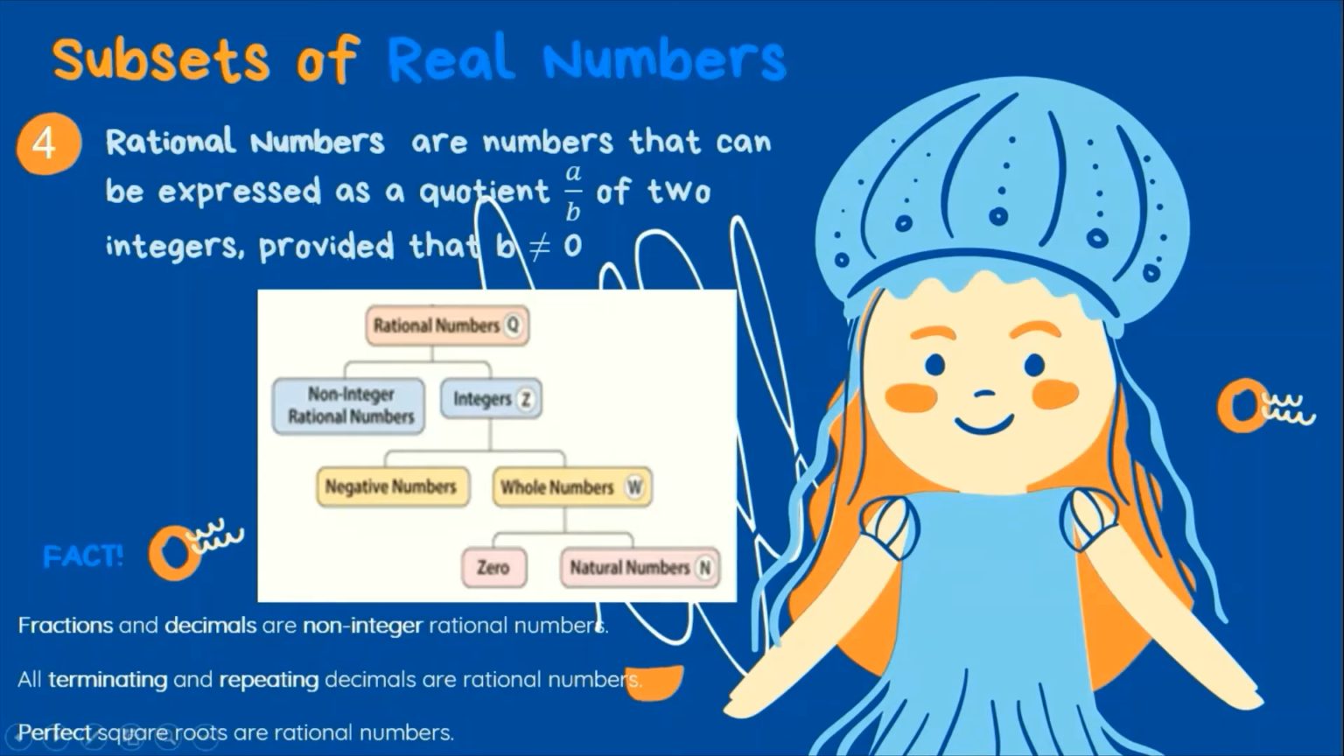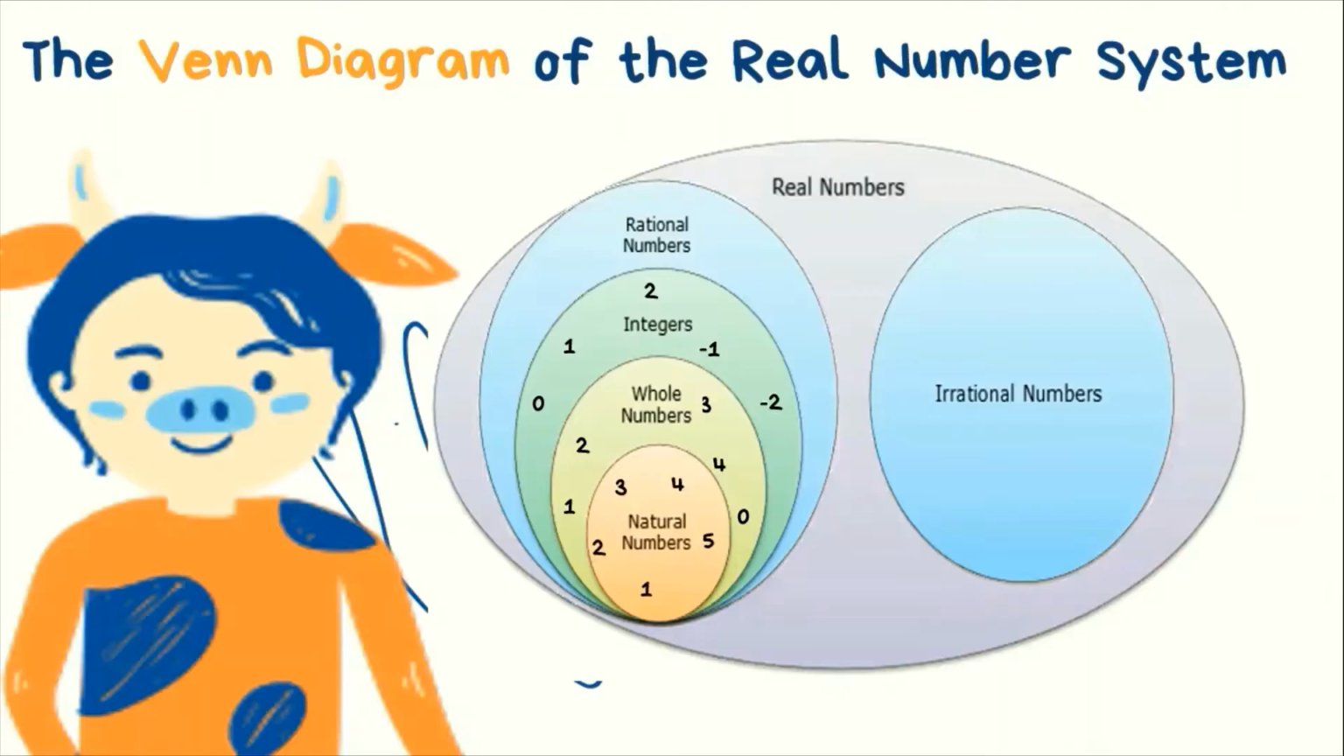Going back to our Venn diagram of real numbers, kaya ganito ang itsura ng ating Venn diagram for rational numbers. Lahat ng mga ito, itong tatlong ito ay mga subsets of rational numbers. Kaya naman, if we are to give examples of rational numbers, any number under natural number, whole number, and integers ay lahat rational numbers. Aside from integers, rational numbers also include non-integers such as fractions.